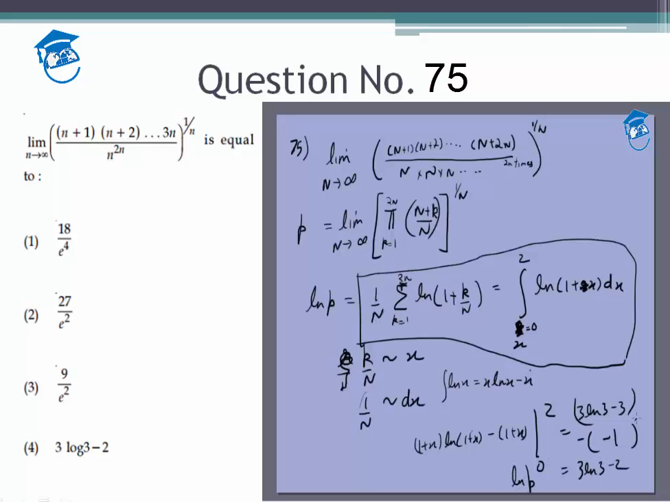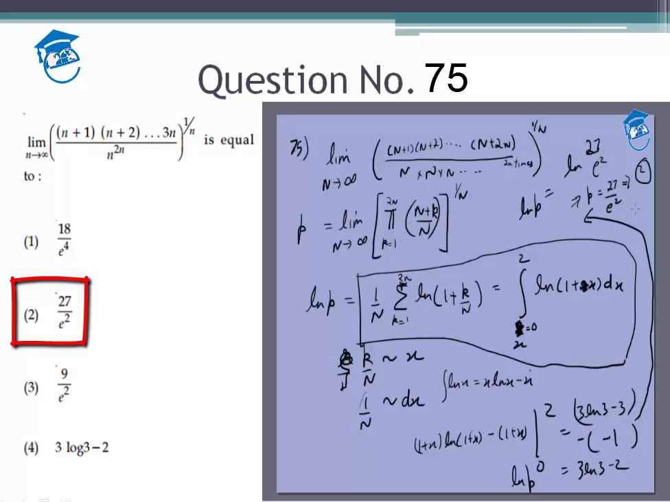This is ln p. Now we can get p from here. This can be written as ln p is equal to ln of 3 to the power 3, which is 27, minus 2, which is ln of e squared. So ln of 27 by e squared, which gives me p is equal to 27 by e squared, which means the answer is option 2. I think this was one of the more difficult questions in this paper, also quite lengthy.